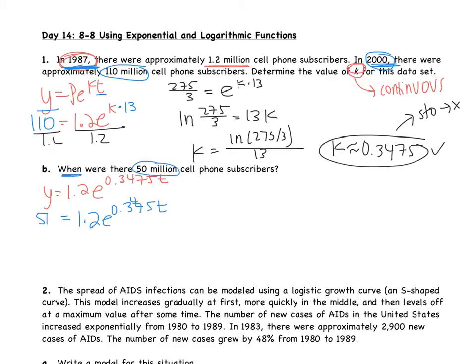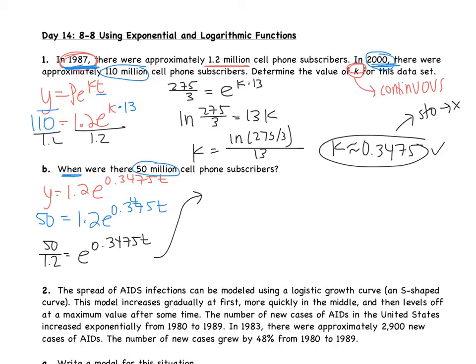When were there 50 million? So 50 is going to go in for y. Again, our y is being counted in millions. Okay, at this point, I'm going to divide by that 1.2 again. So I get 41.6 repeating, so I'm just going to leave it as a fraction. So I get 50 over 1.2 equals e to the 0.3475 t.